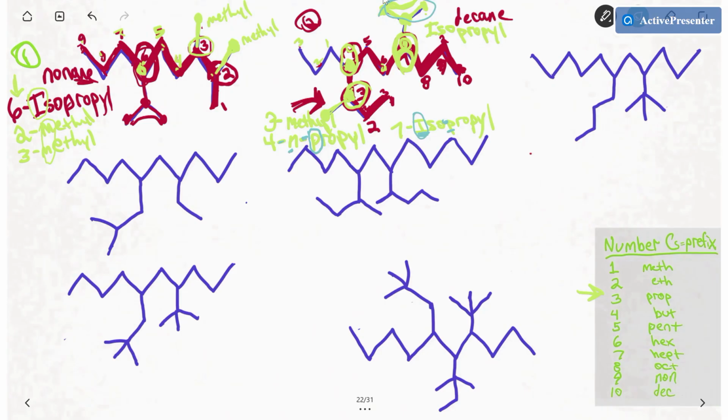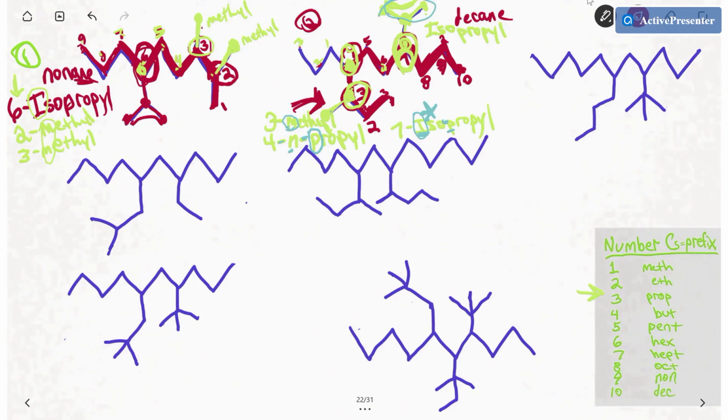And now this 3 is just a methyl group. So no trick about that. That's just going to be M. So which is alphabetized first? Well, the isopropyl. So we can write it as 7-isopropyl. And then the next in line is a 3-methyl. And then 4-n-propyldecane.